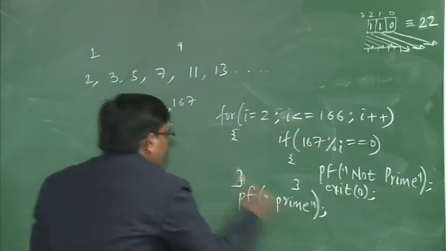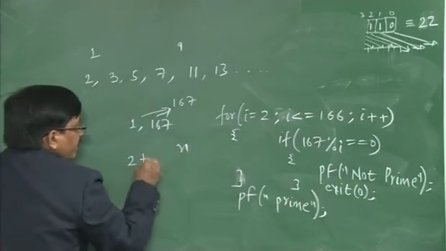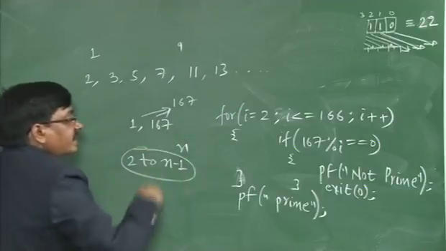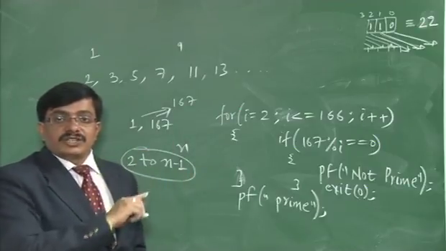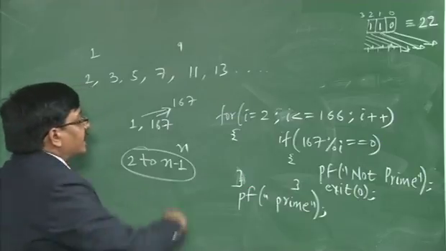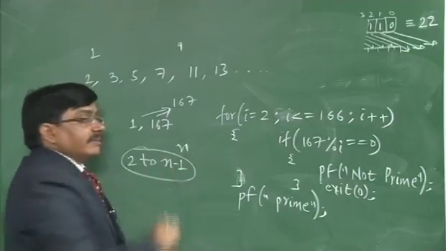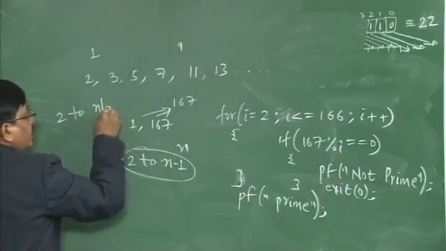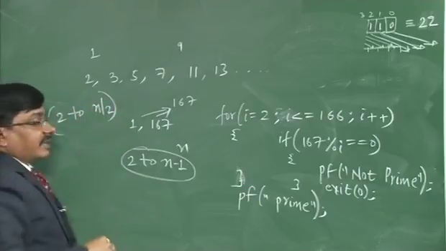So, if the given value is n, then from 2 to n minus 1, one by one I check every number whether it will divide n or not. This is one logic. The other logic is that it is not necessary that I should go up to n minus 1. Another logic is that 2 to n by 2 is sufficient to check whether a number is a prime or not.